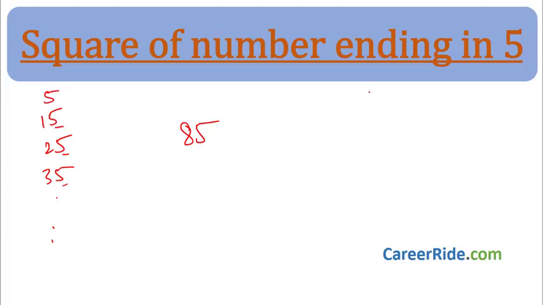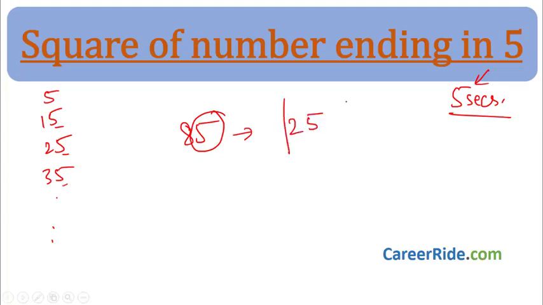With this trick, you'll be able to find the square of a number ending in 5 in just 5 seconds. Let's see how. This is 85. It ends in 5. What is the square of 5? 25. Okay, this is done. So 25. Forget 5, don't consider it now.